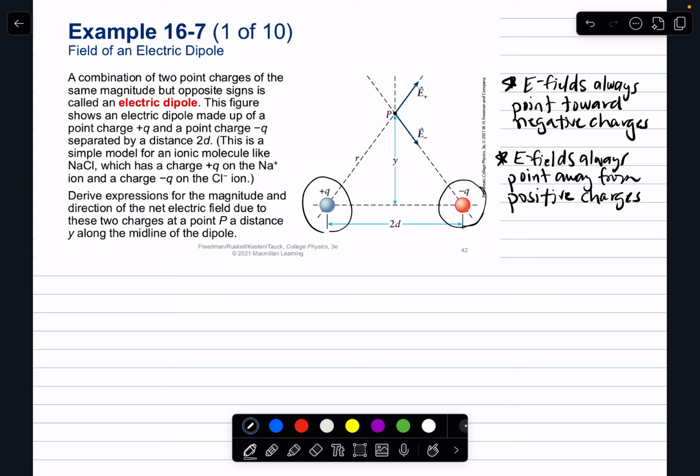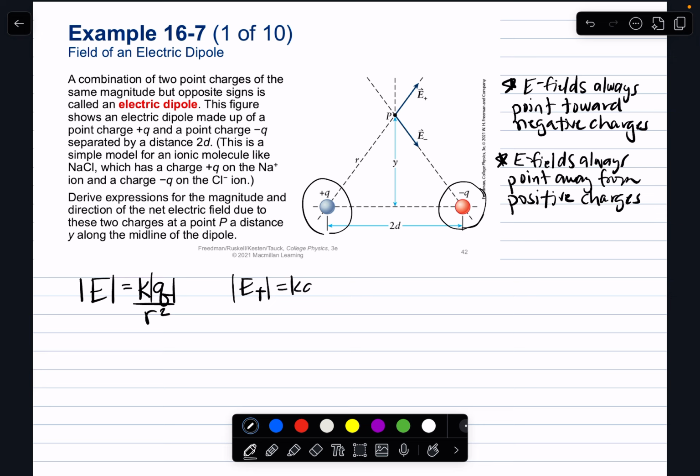And so we're going to find the magnitude of those vectors and then find the components of those vectors. The magnitudes are going to be exactly the same because these charges have the same magnitude but opposite signs. So the magnitude of the E field is going to be kQ over R squared, where Q has the magnitude bars to let you know to drop the negative sign. So the magnitude of E plus is kQ over R squared, and that's the same as the magnitude of E minus.